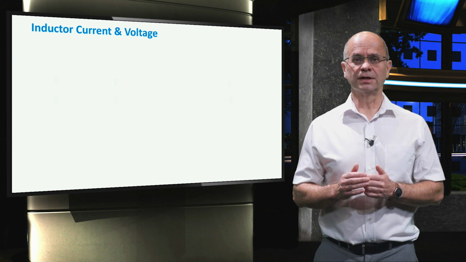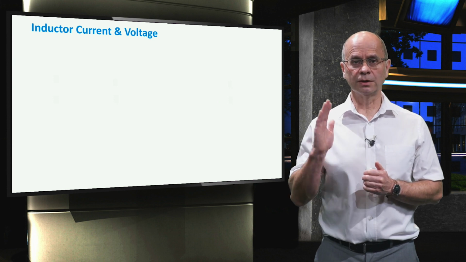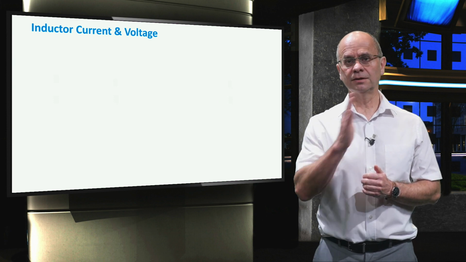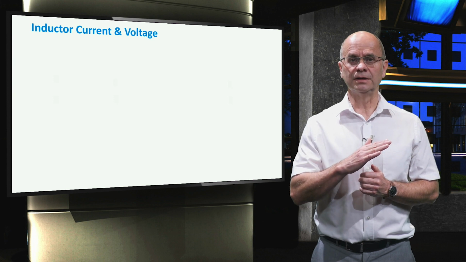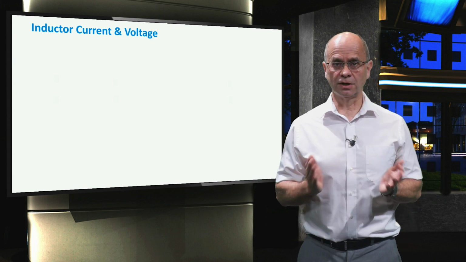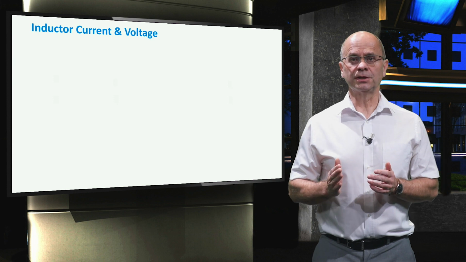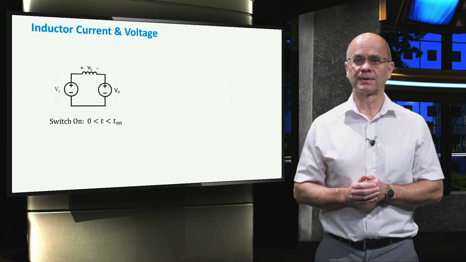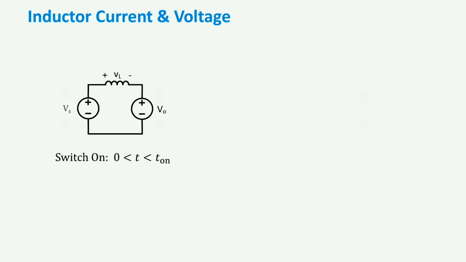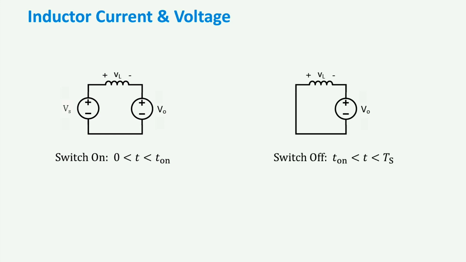The buck converter has two possible states, one with the switch on and the other with the switch off. In our new diagram, when the switch is on, the circuit is equivalent to this. And when the switch is off, the circuit looks like this.